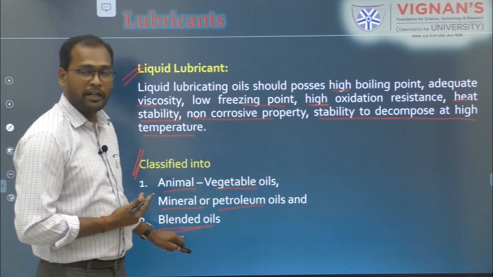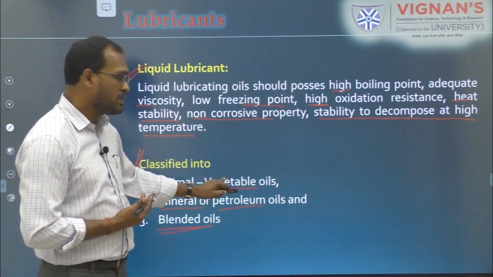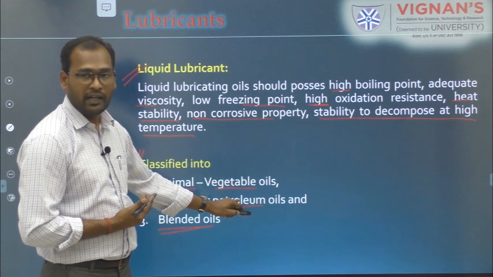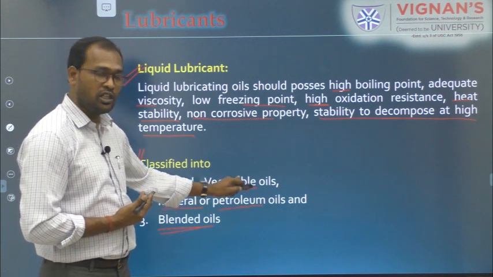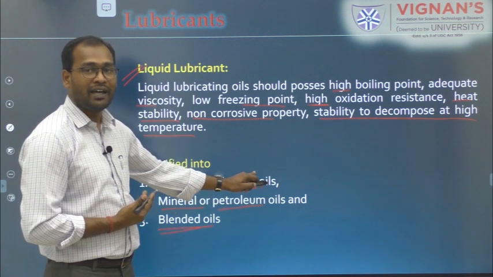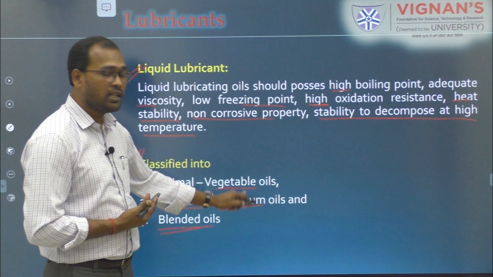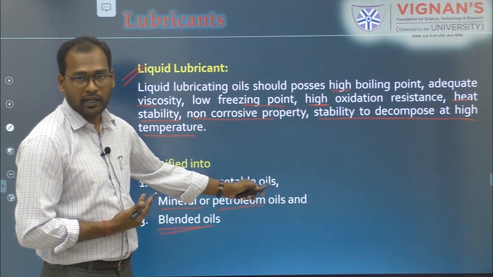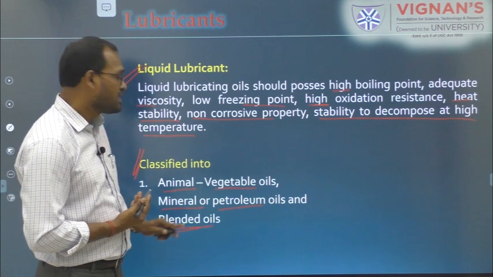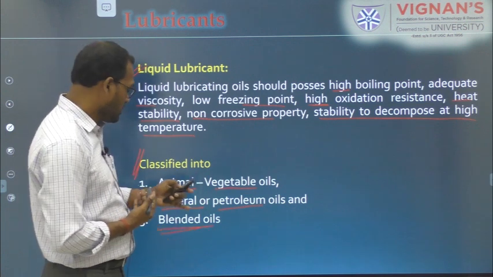The last one is blended oils. Of these two, one has very high oiliness and the other has very little oiliness, so we can't use either of them on its own. To get better properties, these materials have to be blended together in different proportions, and those oils are called blended oils. We will see these one by one.